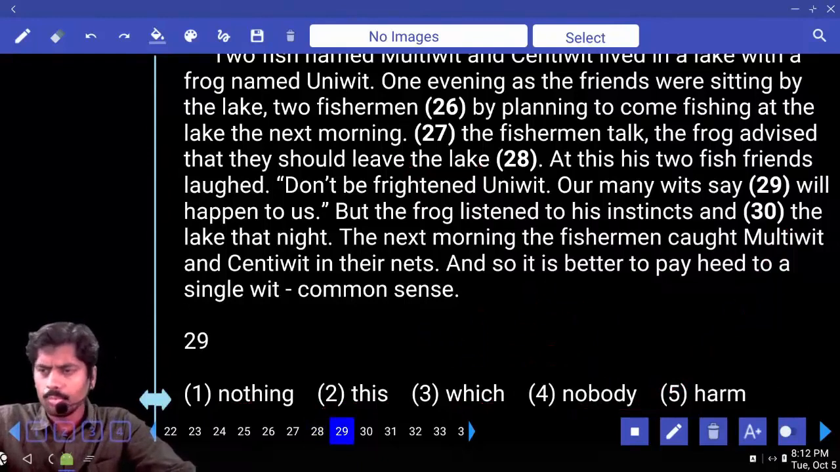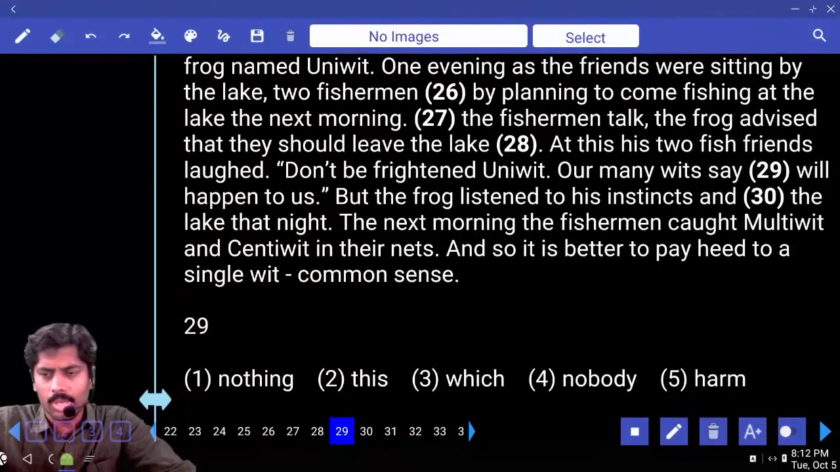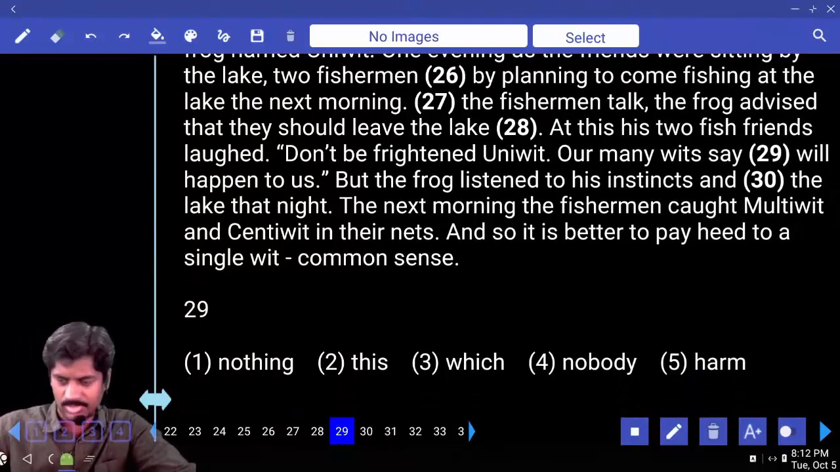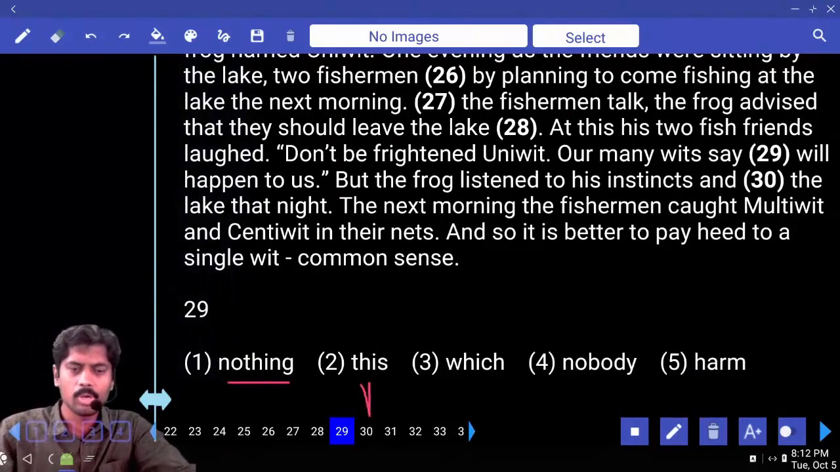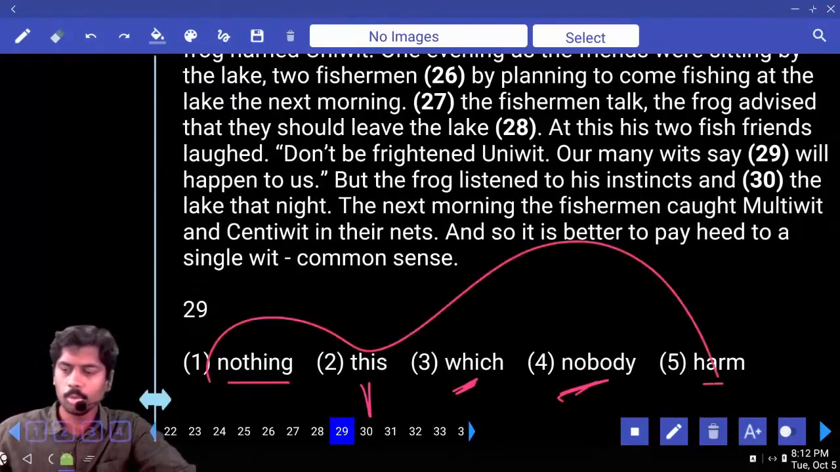At this, his two fish friends laughed. Who are they? Multivit and centivit. Don't be frightened, univit. Our many wits say, dash will happen to us. Nothing will happen to us. This will happen to us. Which will happen to us? Nobody will happen to us. Harm will happen to us. Answer 1, 2, 5. Grammatically correct.